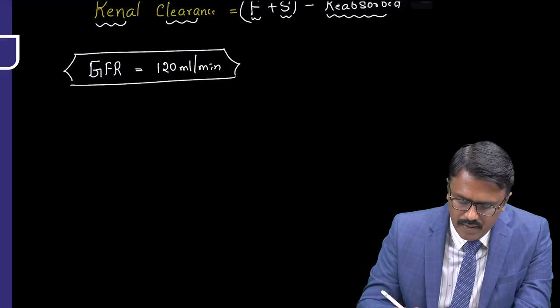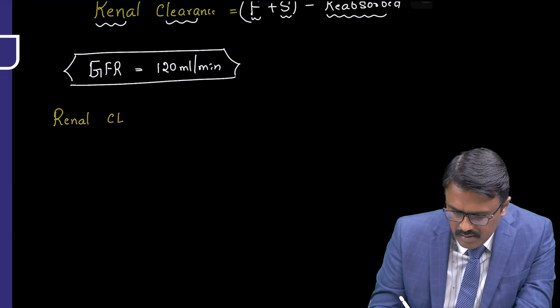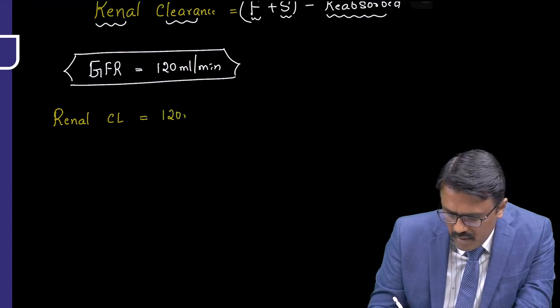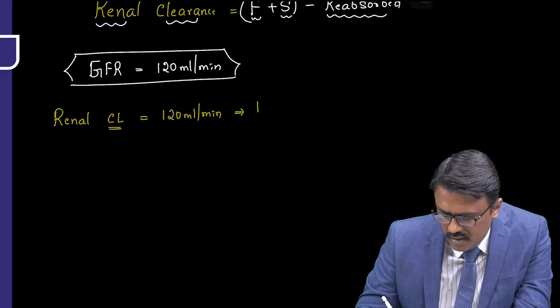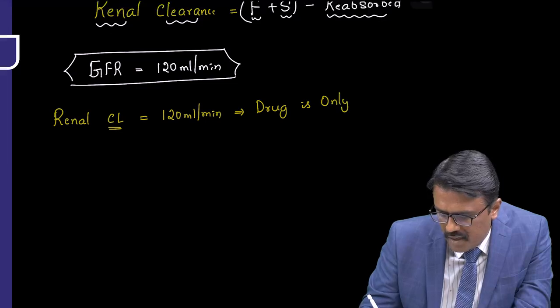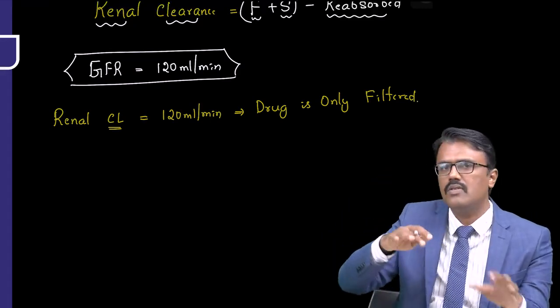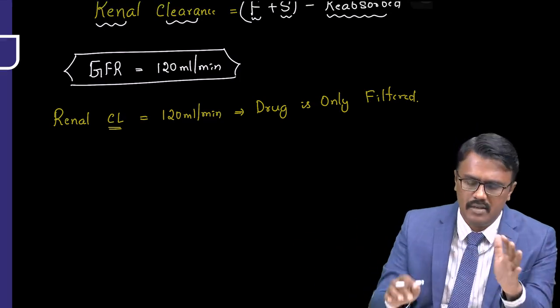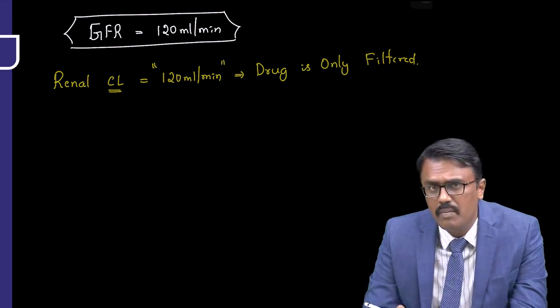Now if you calculate the renal clearance, if a drug's renal clearance is 120 ml per minute, that means the drug is only filtered. If it is only filtered, it is equal to GFR. That means it is only undergoing filtration. It is not getting reabsorbed and it is not secreted. So in the exam, if they give the clearance as 120 ml per minute, it is only filtered.